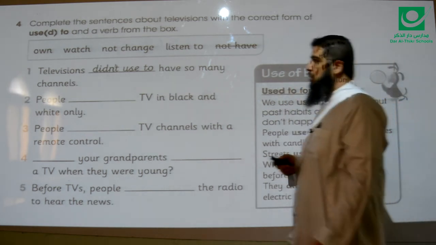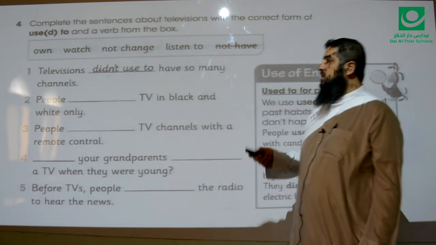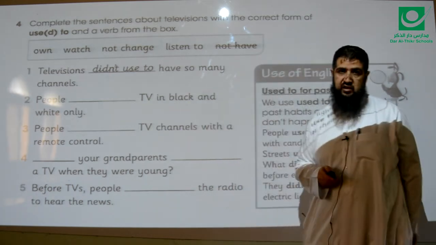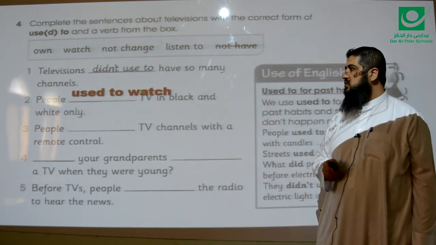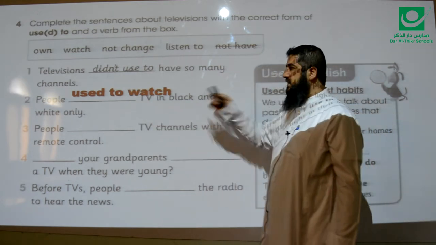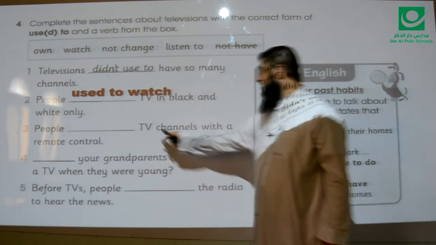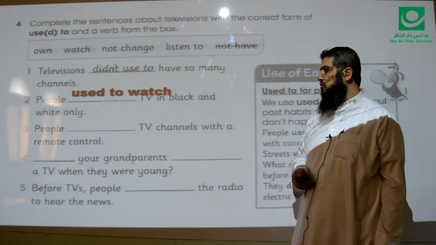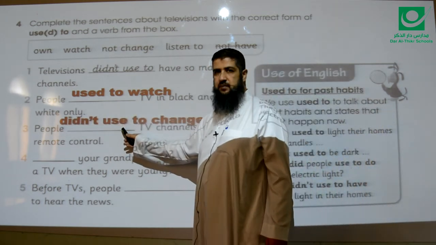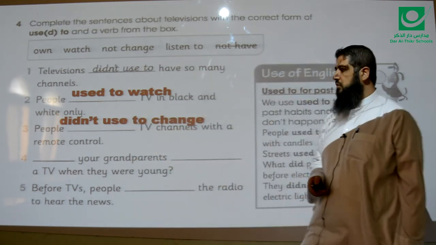Yes. Number 1, televisions didn't used to have so many channels. Now number 2, people, TV in black and white only. I think you can find the answer. Used to watch. People used to watch TV in black and white only. Yes. And number 3, people, TV channels with a remote control. Actually, this should be a negative sentence. So we say didn't, please pay attention, use to change TV channels with a remote control.